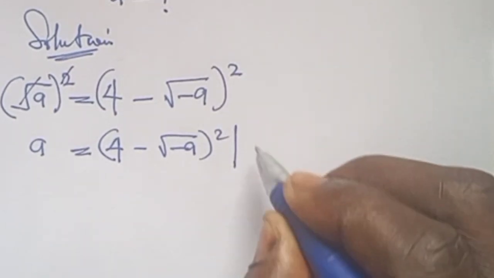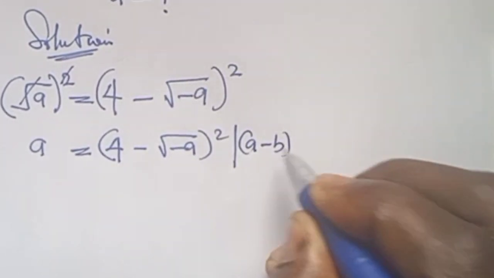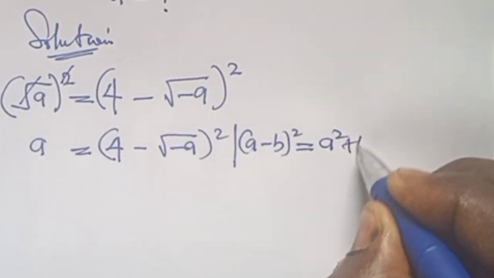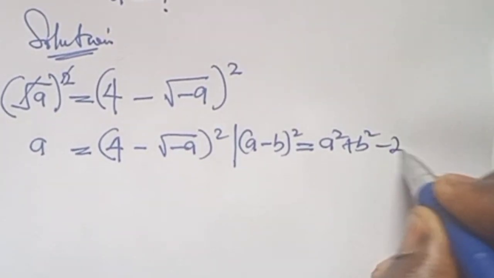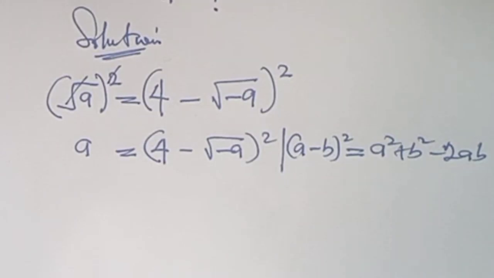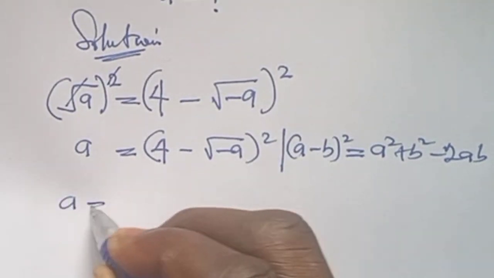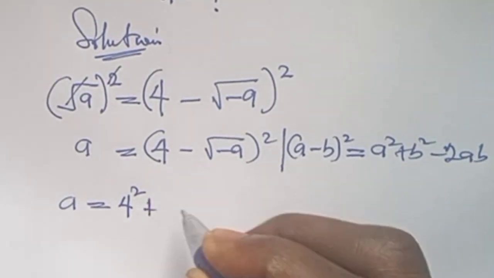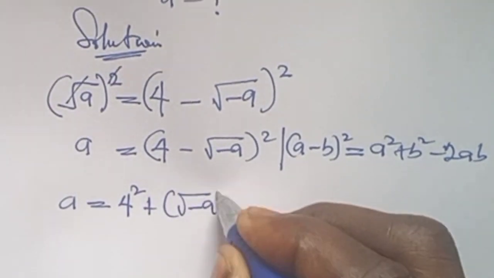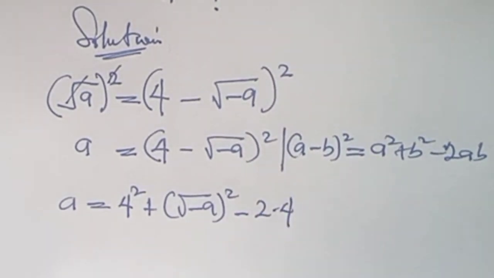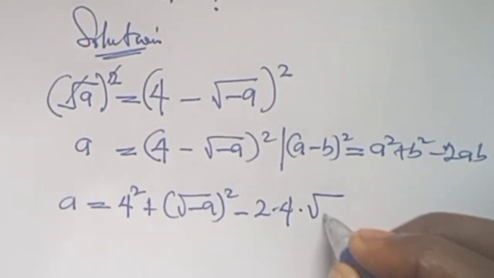But this very one is in the form of a minus b to the power of 2, which is represented as a squared plus b squared minus 2ab. So if we apply this here, the next step becomes a equals to 4 to the power of 2 plus square root of minus a to the power of 2 minus 2 times 4 times square root of minus a.